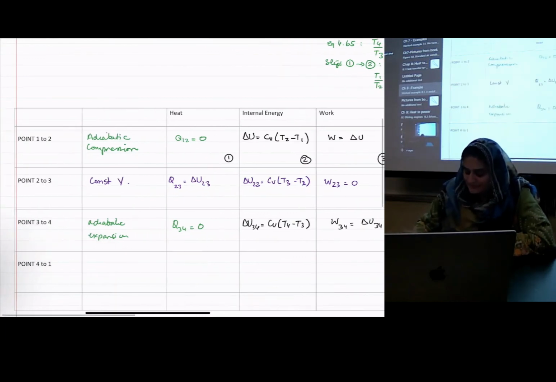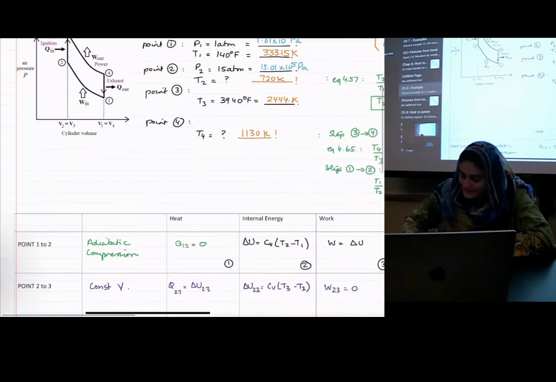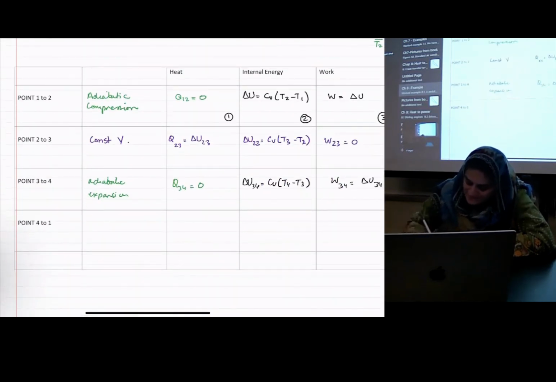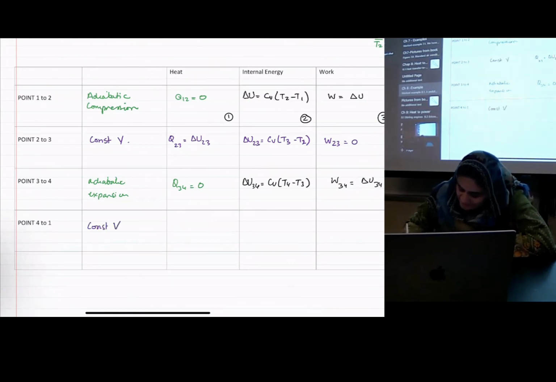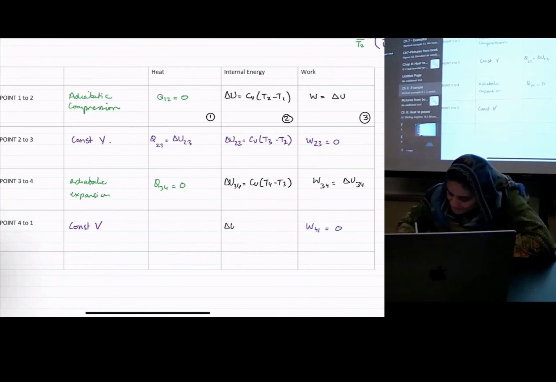What about the last one, points 4 to 1? Again, isochoric, right? So I'm just going to call it constant V. What do I know about constant V steps? Work from 4 to 1 must equal 0. What about delta U? CV (T1 minus T4). Yep. And what about Q 4 to 1 this time? It'll just be delta U 4 to 1.